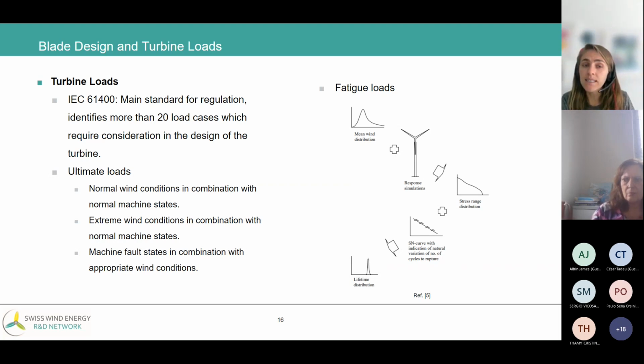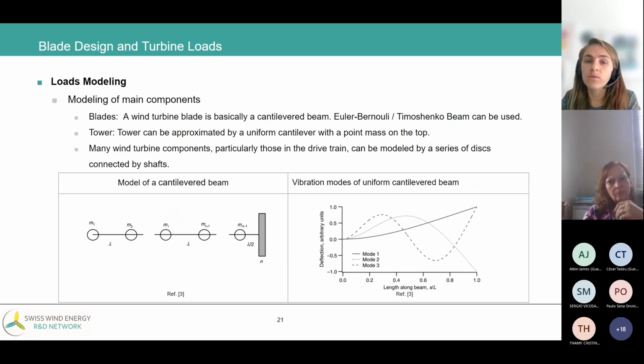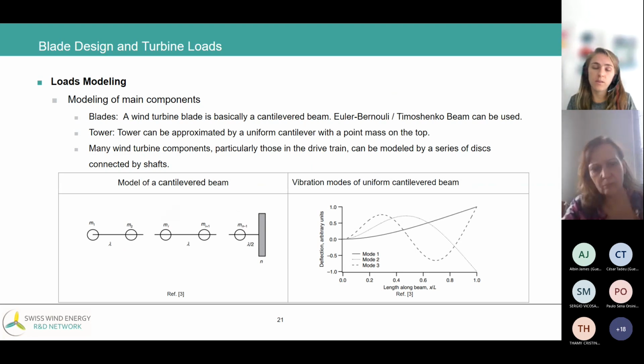And then for each load case, you have a couple of different wind speeds that you have to simulate. In the end, you have more or less 6,000 simulations that you need to perform and analyze in order to say that, okay, my turbine can be designed. So you want to use simple models in order to do this in an efficient way.